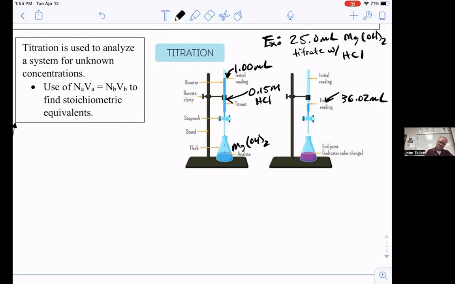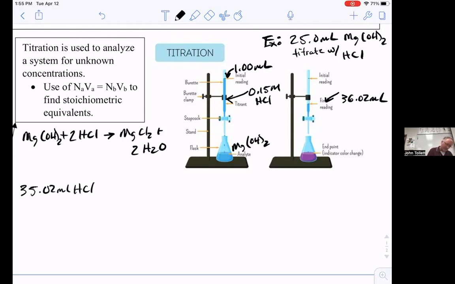Let's go ahead and do this. I'm going to write my balanced equation first. If I've got magnesium hydroxide and I'm adding to it hydrochloric acid, I'm going to get magnesium chloride and some water. To balance this, I'll need a 2 in front of the HCl and a 2 in front of the water, and I've got my reaction. If I were going to do this stoichiometrically, I would start with the volume of my known, which is 35.02 milliliters of HCl, multiply that by the molarity to get my moles, and then do my mole-to-mole ratio.